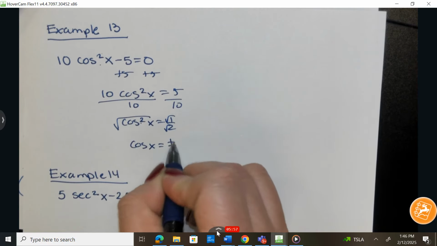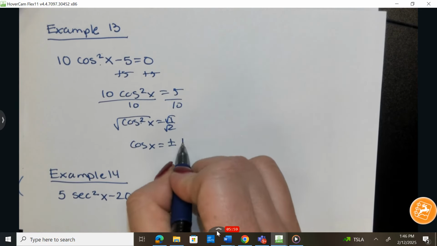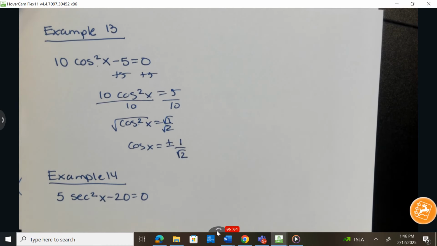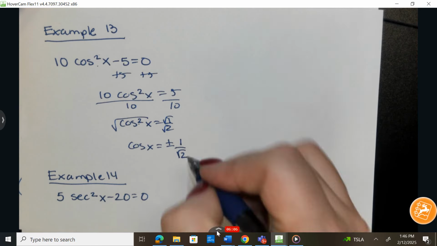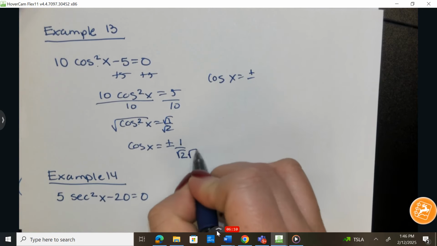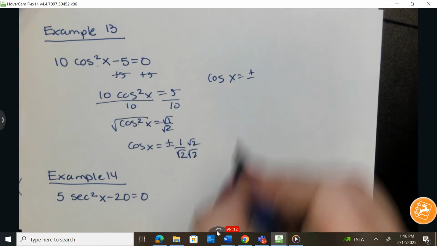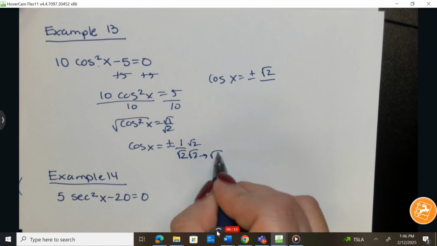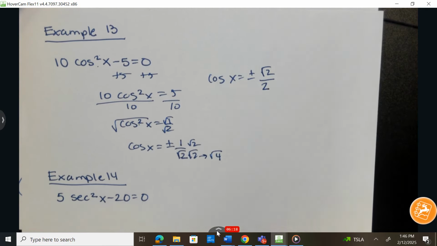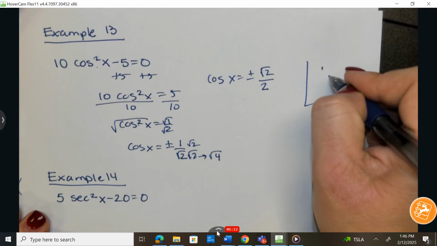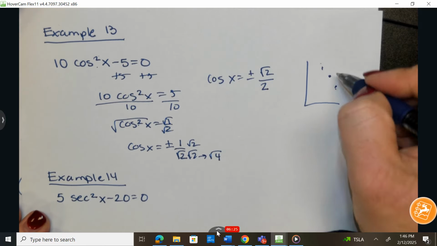Cosine of x equals plus or minus. We know the square root of 1 is 1. And we have the square root of 2. Mathematically, none of this is wrong, but it's not in proper form. So in proper form, we're going to multiply both the top and the bottom by the square root of 2. 1 times the square root of 2 is the square root of 2. The square root of 2 times the square root of 2 is the square root of 4, which is simply 2.